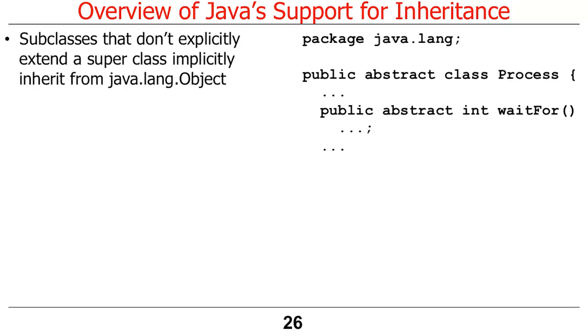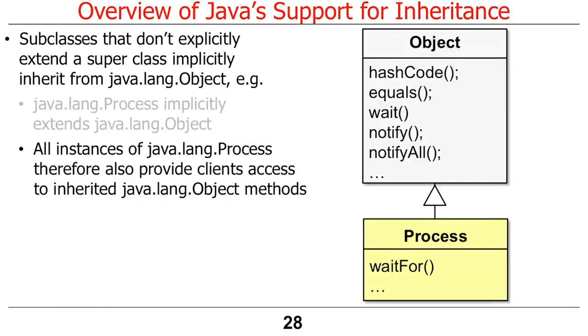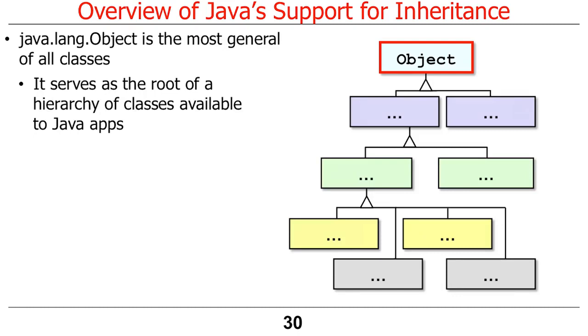Subclasses that don't explicitly extend a superclass implicitly inherit from java.lang.Object. For example, the java.lang.Process class doesn't explicitly extend any superclass, so the Java compiler implicitly inherits this subclass from java.lang.Object. All instances of java.lang.Process therefore also provide clients with access to the inherited java.lang.Object methods. As you may have noticed, java.lang.Object is the most general of all classes, since it serves as the root of the hierarchy of classes available to Java apps.